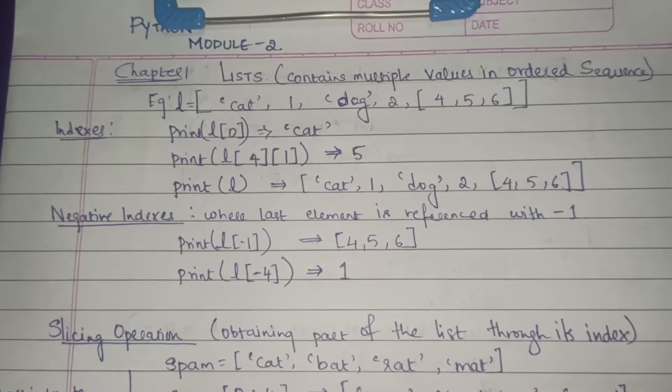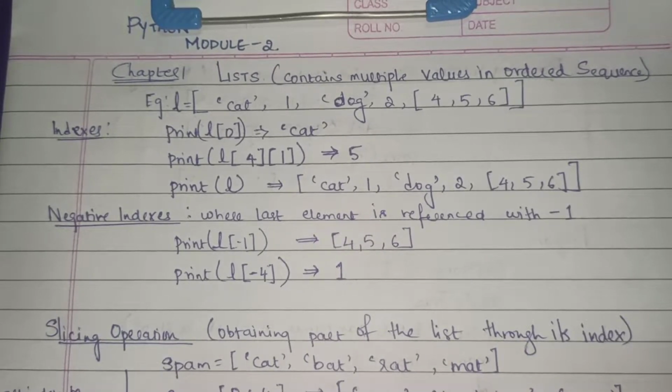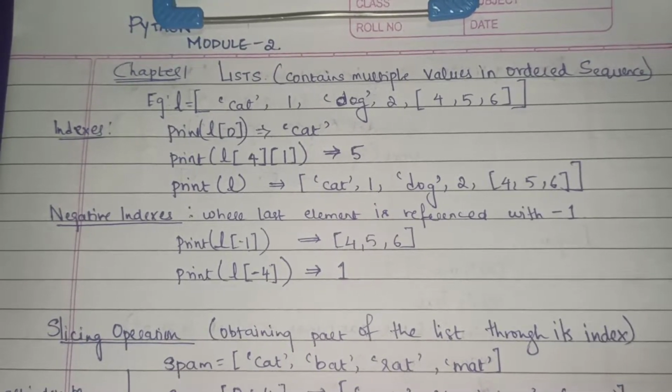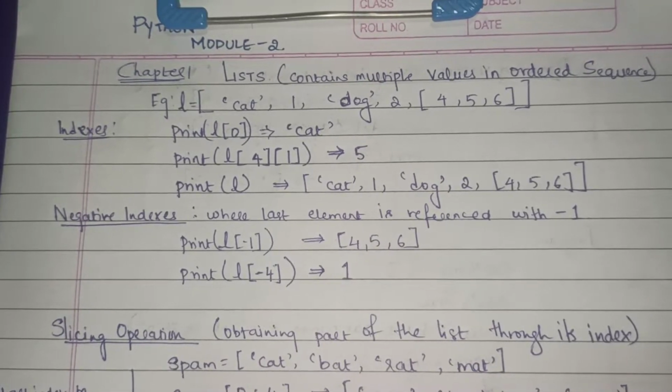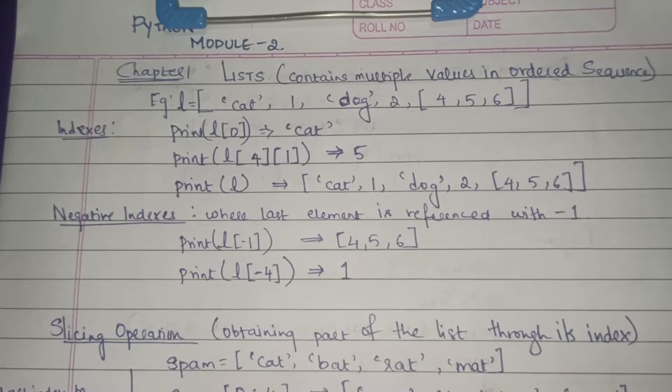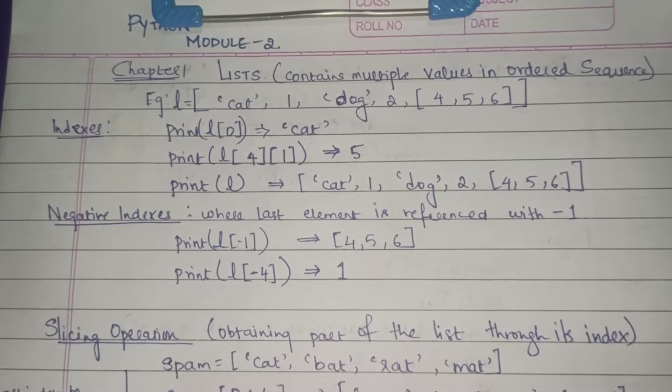Hello guys, in this video we'll be looking at module 2 of application development using Python. In this module, the first chapter is about lists. So what is a list? A list contains multiple values which are stored in an ordered sequence.